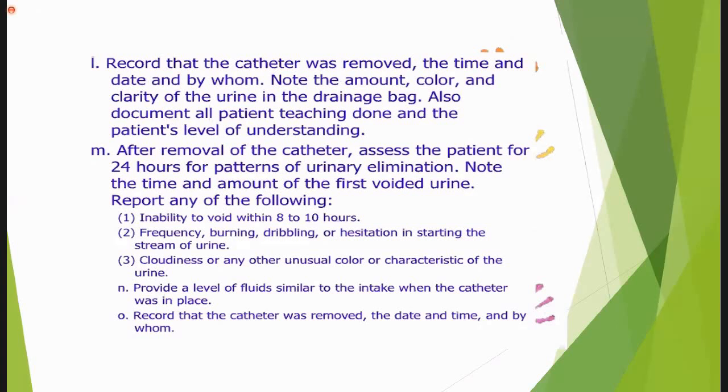Note the time and the amount of the first voided urine, and report inability to void within 8 to 10 hours. Also report frequency, burning, dribbling or hesitation in starting the stream of urine, and cloudiness or any other unusual color or characteristics of the urine.